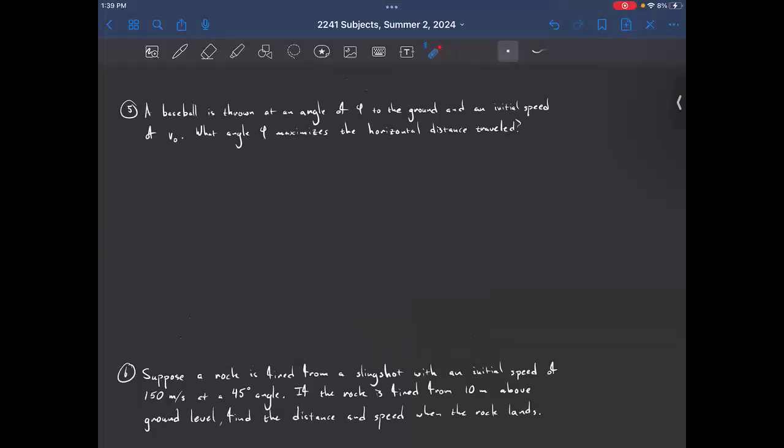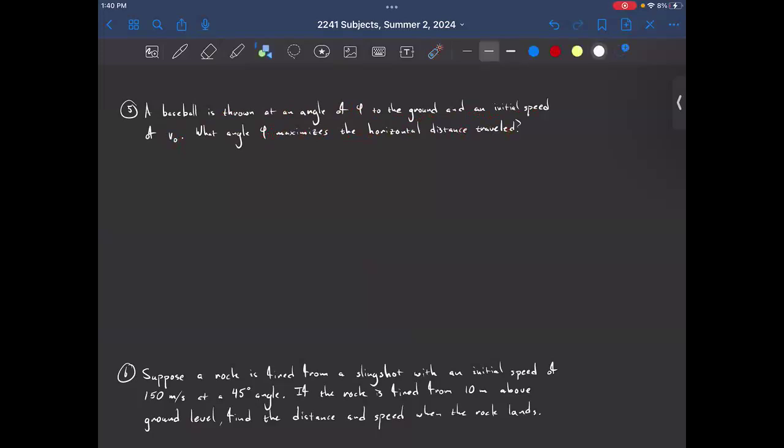This is our examples 2 video for section 2.3, and we're going to continue with some more examples involving motion in space. All right, problem number 5 here gives us a baseball, says it's thrown at a specific angle phi relative to the ground, and it has an initial speed of v0. What do they want to know? What angle phi maximizes the horizontal distance traveled?